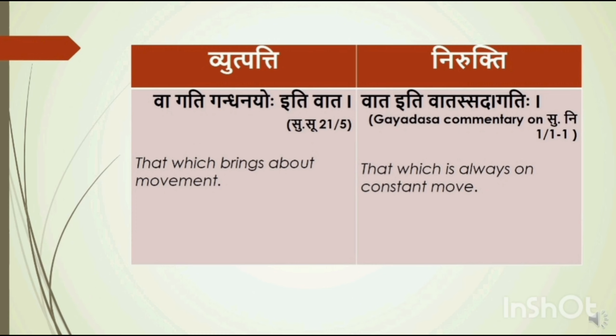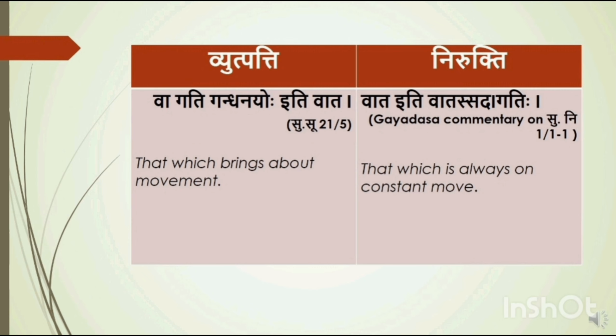Let's start with the Vyutpatti of Vata Dosha. The reference is from Sushruta Sutrasthana, 21st chapter, 5th shloka. Vagadi Gandanayoho iti Vata. That means that which brings about the movement. Gadi means movement. So that which brings about the movement is called Vata Dosha.